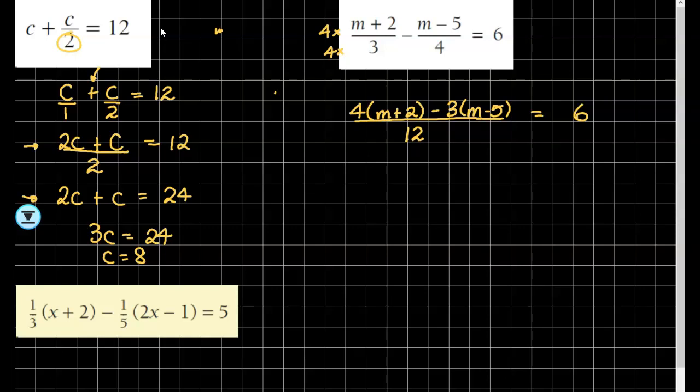Okay, and what I'm going to do now is I'm going to expand my top brackets. But at the same time, I'm going to say I can get rid of this divide by 12 by timesing by 12. So is everyone happy that I can do that?